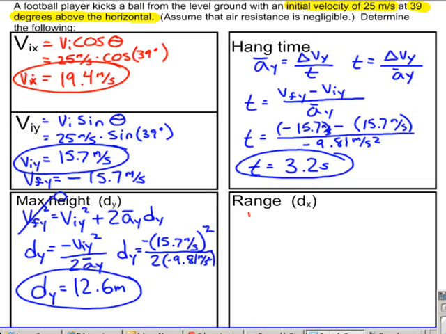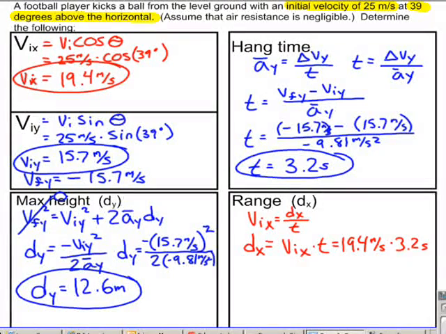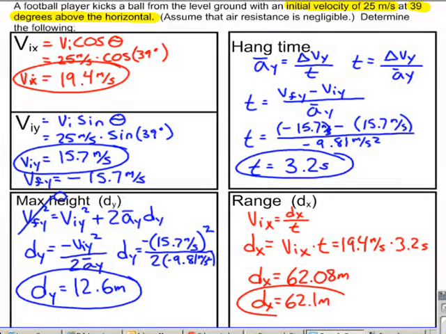Now to figure out the range or the displacement in the x direction, I'm simply going to use the relationship where velocity equals displacement divided by time. Rearranging to solve for displacement in the x direction, I get Vix times t. Now if I plug in my initial velocity in the x direction of 19.4 meters per second and multiply it by our total hang time of 3.2 seconds, I find that my displacement in the x direction, or the range of this object, is roughly 62 meters. Now I've been kind of careless with sig figs throughout, but I'm going to leave this at 62.1 meters for now.